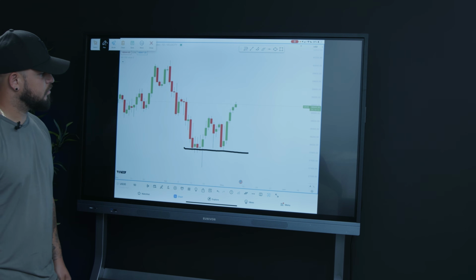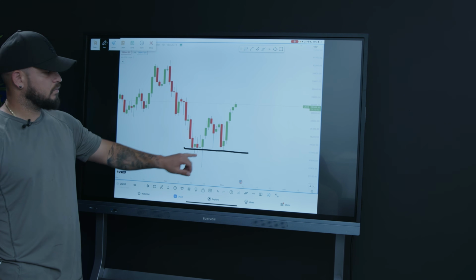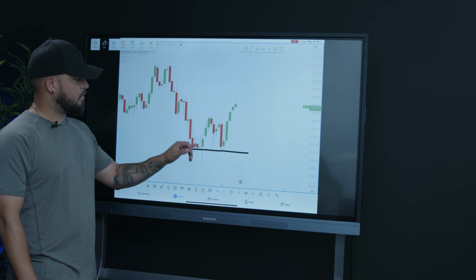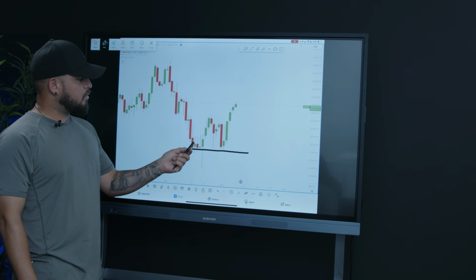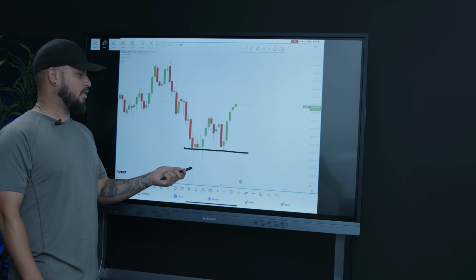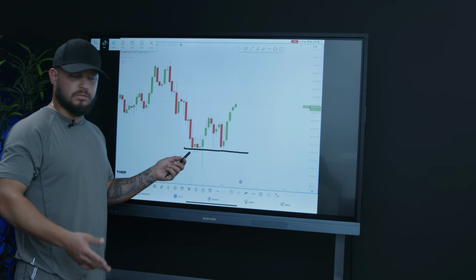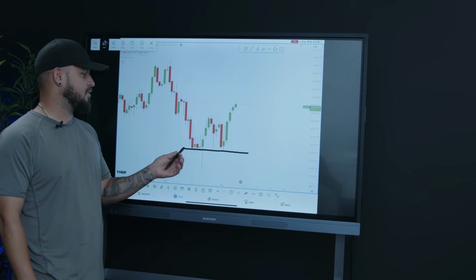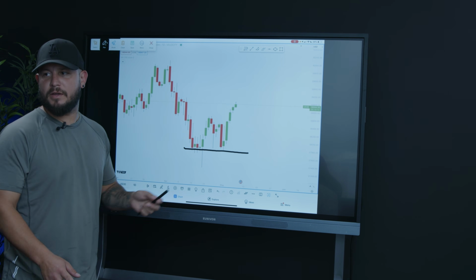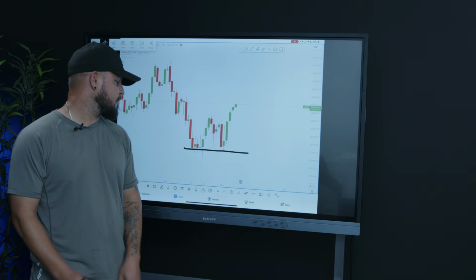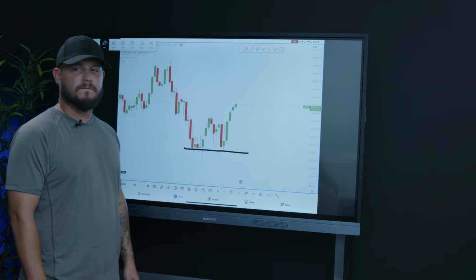So for multiple days, sellers have been trying to sell, but they can't. If you see this, boom, boom, boom, and you see the break off, that's sometimes how new traders think it's going down because it broke a support area. That's why it's so important to wait for the candle closure.